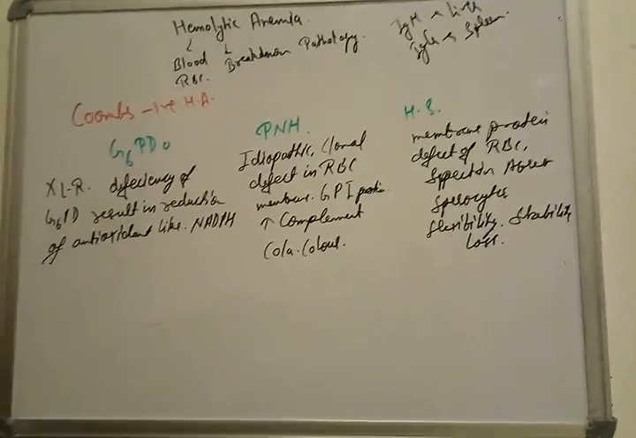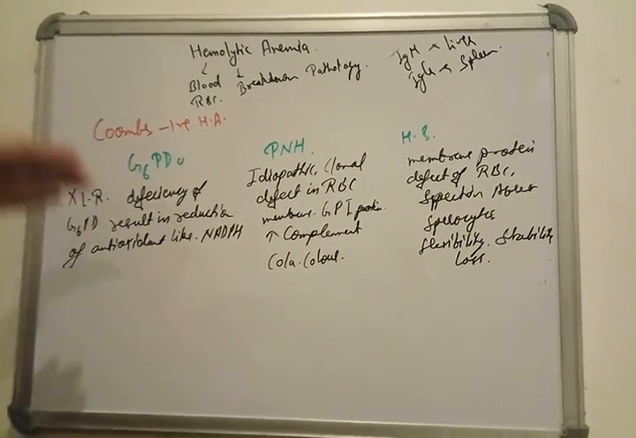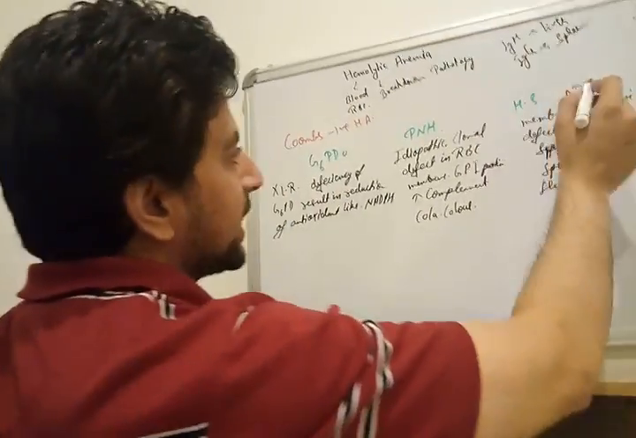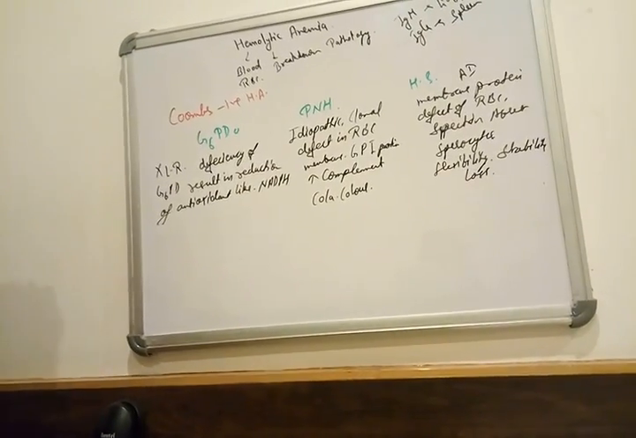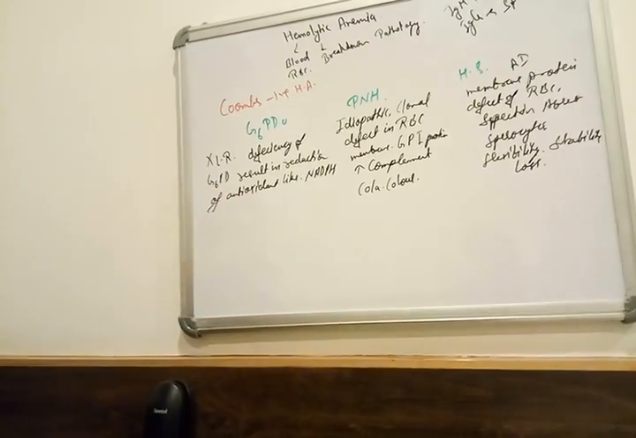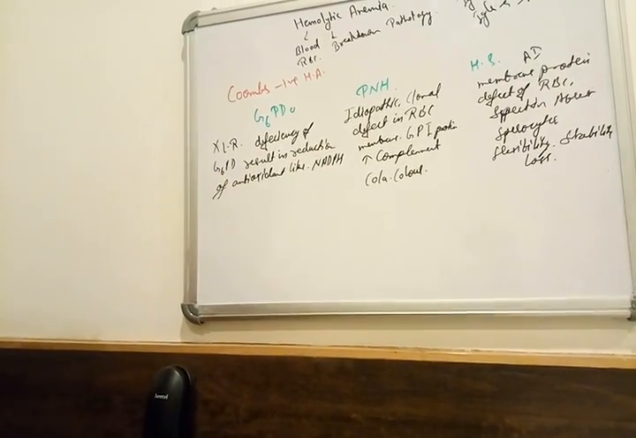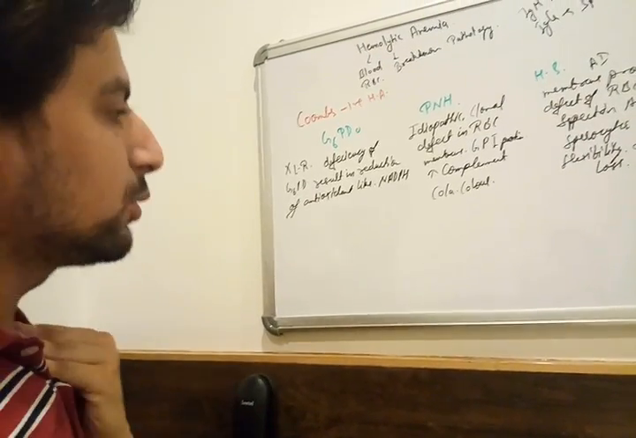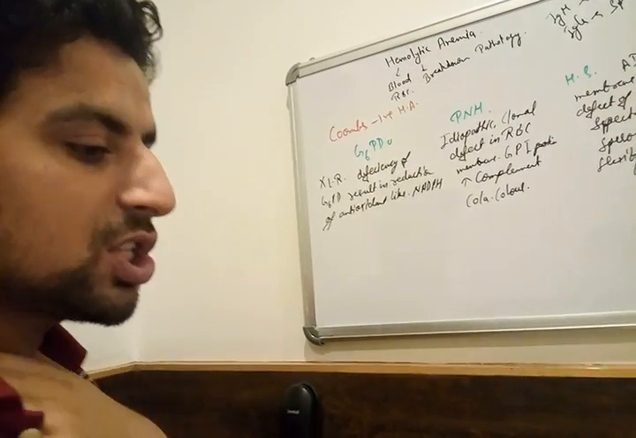And laboratory investigation I'm going to explain. Hereditary spherocytosis is autosomal dominant, but PNH is neither. G6PD is X-linked recessive. Here the deficiency of G6PD results in reduction of antioxidants like NADPH. And next, I'm going to explain how to diagnose G6PD.